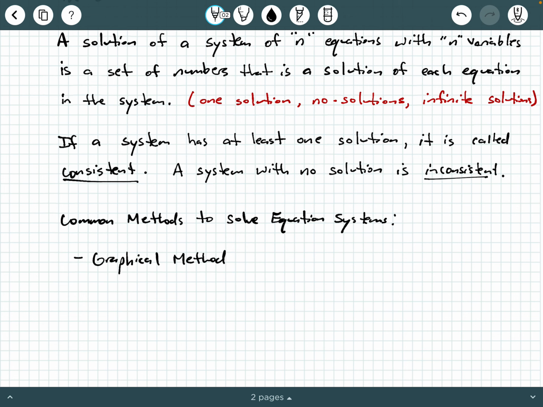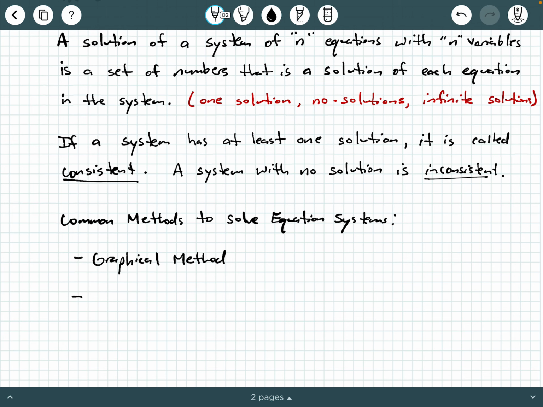So one method is called the graphical method. The graphical method works best when you have 2 equations and 2 variables, and that's it. Once you start having more than 2 equations and more than 2 variables, the graphical method becomes tedious when you have 3 equations and 3 variables, and then basically impossible after you have a system that's bigger than 3 equations and 3 variables. So the graphical method is really only used when you have 2 equations with 2 variables.